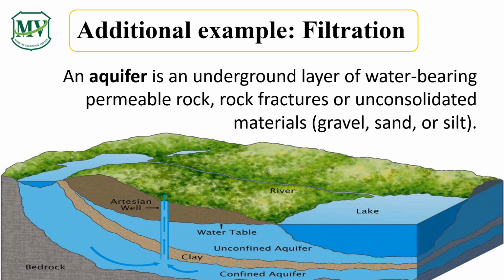Don't you know that water in an aquifer is relatively pure? Why? It is because the water has been filtered through sand and permeable rock in the ground. The sand and the permeable rock in the ground became the filter. This is a natural filtration process.